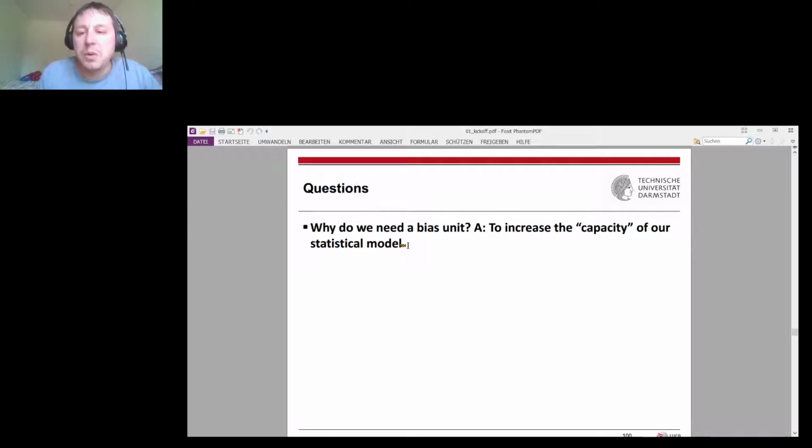But in the future, we'll mostly ignore that. We have to keep in mind that this is actually there, but we'll not explicitly mention it.